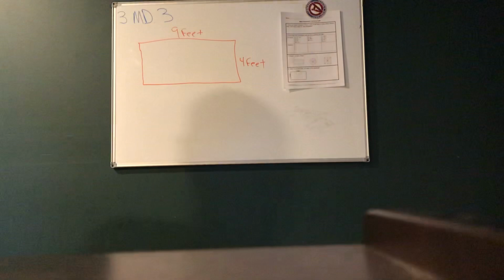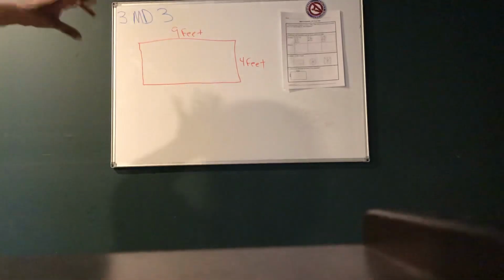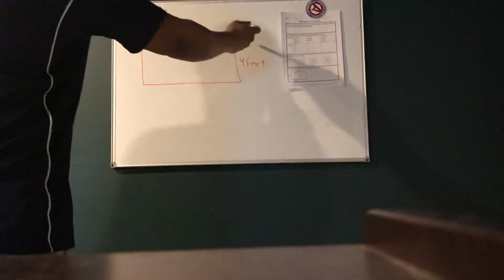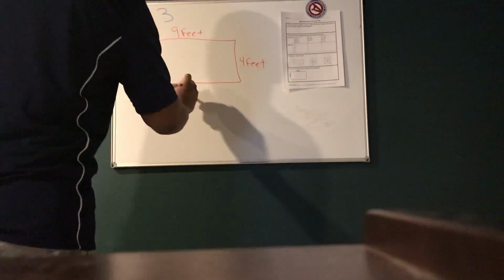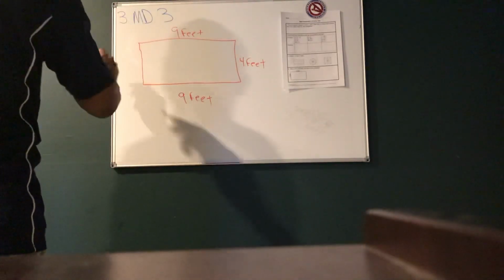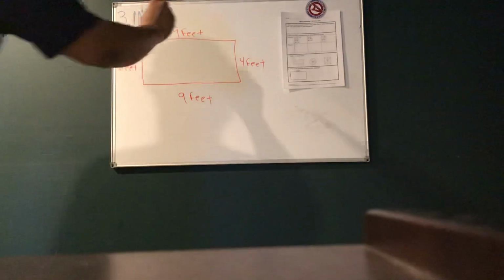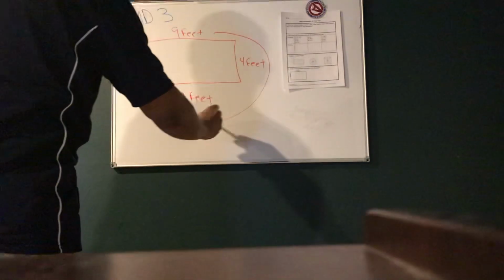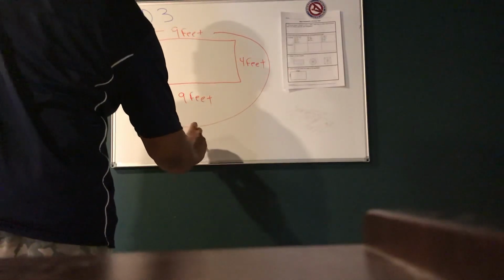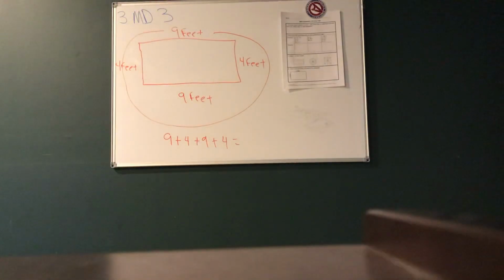One thing we learned about a rectangle is that a rectangle is a quadrilateral. It is also a parallelogram. With it being a parallelogram, we know that the opposite sides are equal. So if this side is 9 feet, then this side across the bottom is also 9 feet. If this is 4 feet, this side here is also 4 feet. So to find the perimeter, we're going to travel across the complete outside of the shape, adding all of our numbers. So we're going to add 9 plus 4 plus 9 plus 4. Do that now and see what your perimeter is.